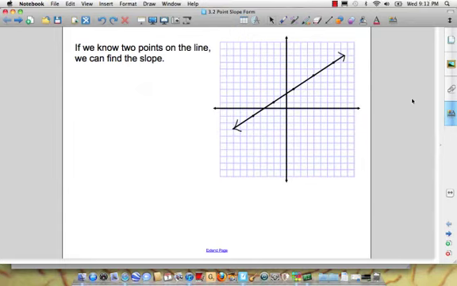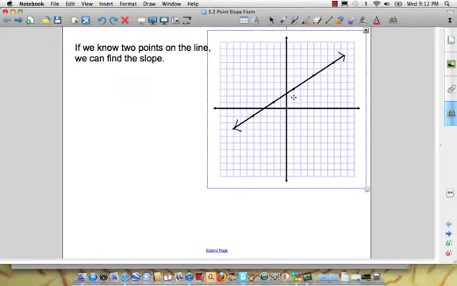This lesson continues our investigation of linear functions. You'll see here a line, and I want to show you how you can use 2 points on the line to find the slope. So there's a few points indicated here. Let's look at this one right here. Look at it and decide what its coordinates are.